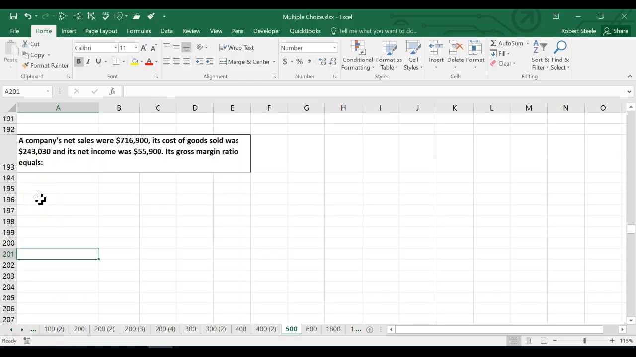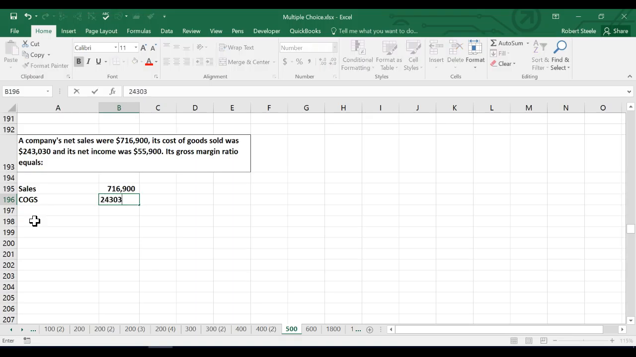Next one says that a company's net sales were $716,900, its cost of goods sold was $243,030, and its net income was $55,900. Its gross margin ratio is what? Okay, so to do that we have to figure out first the gross margin. The gross margin will be the sales minus the cost of goods sold. So our most important relationship generally if we sell stuff inventory. So we're going to take the sales number, which they gave us to be 716,900. We're going to take the cost of goods sold number, which they gave us to be 243,030.